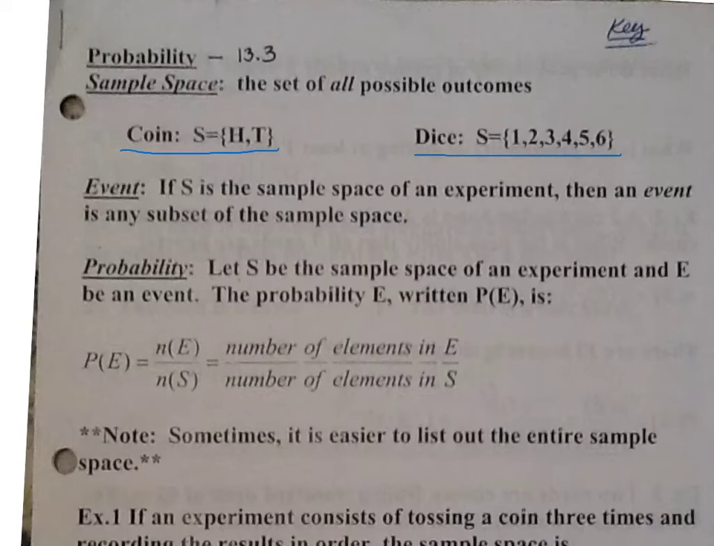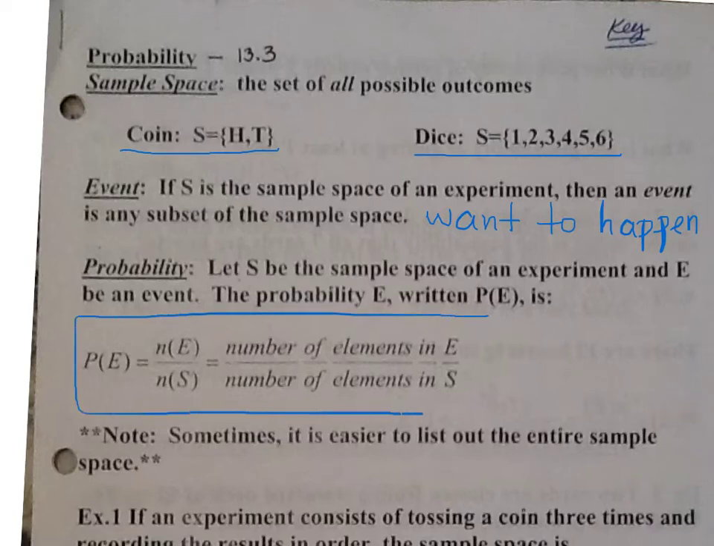Okay, if S is a sample space, then the event is any subset of that sample space. Usually what we talk about is the event being what you want to happen. So the event is what I want to happen, versus when I talk about probability, it would be, if you look at this little formula here, the number of elements in E, meaning the number of elements in what you want to happen, over the number of total elements in S.